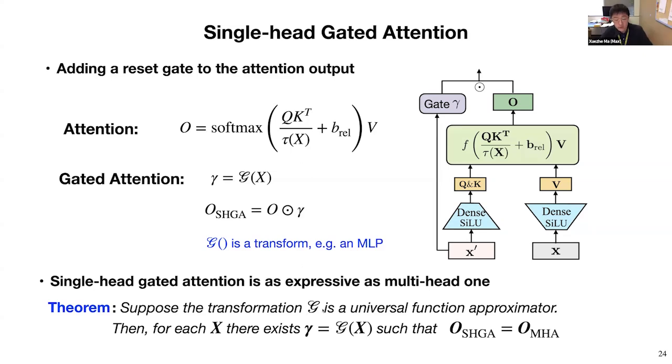So our theory tells us that the benefit of multi-head attention can be covered by just introducing a single gate. But this is in theory. In practice, we still found we need multi-head gated attention, but we can significantly reduce the number of heads. I will come back to these details later in the experiment part. In practice, we can reduce the number of heads by eight times in our experiments.